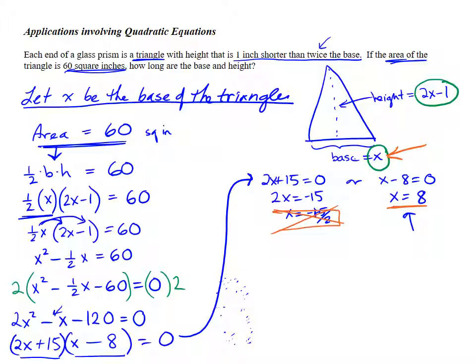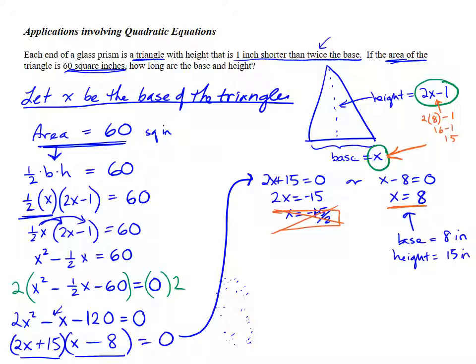What were the units of this triangle in? Our area was in square inches, so our base and our height are in linear inches. So our base is going to be 8 inches, and our height, if we come back up here and use the formula, will be 2 times that base minus 1, so that would be 16 minus 1, or 15. So our base is 8 inches and our height is 15 inches.